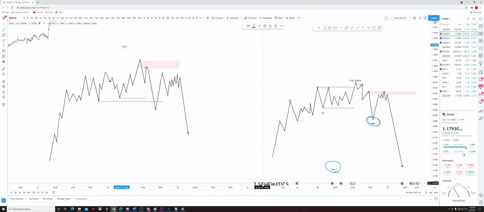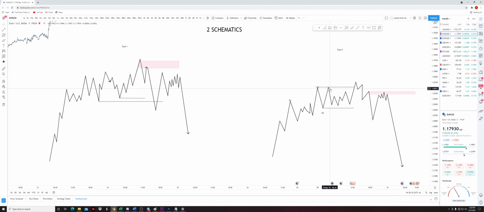Your type 1, here's your 2 schematics. Here's your type 2. Let's delete this, delete this, delete this, and this. Okay? Your type 2. Your type 1, type 2. Same schematics. Now in this case, we have a big bullish run, and now what do we have?